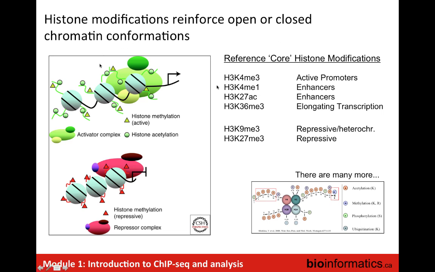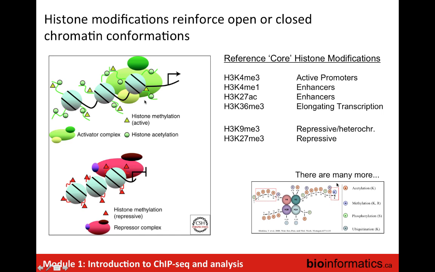So just to remind everybody how this nomenclature works, hopefully everybody's familiar with this, we're describing the histone first, then the amino acid that's modified, in this case lysine 4, so histone H3, lysine 4, and then the modification, in this case trimethylation. So we know that H3K4 trimethylation is associated with active promoters, right? But we know that, for example, H3K4 monomethylation is associated with enhancers, and so on. These modifications have been associated with various regulatory contexts, but of course there are many, many more.